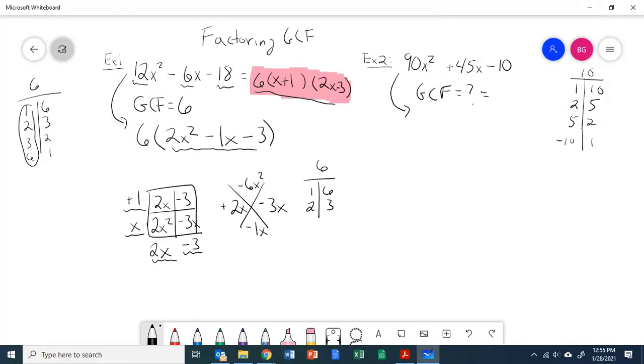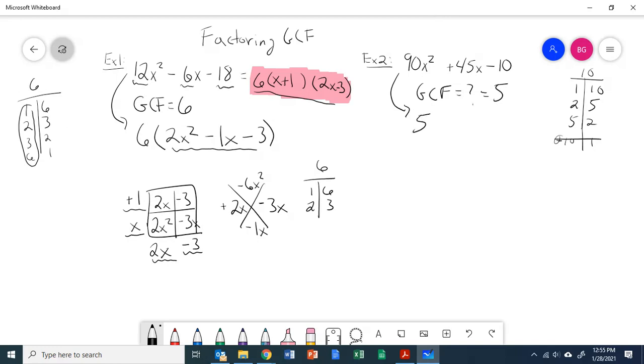So start with your 10. Do each of those divide by 10? Well, 90 divided by 10 does, okay? 45, does that divide by 10 evenly? No, 45 divided by 10 is 4.5. So we're not going to use 10, okay? Now try 5. 90 divided by 5. Yes, that's evenly. That one works. 45 divided by 5. Yes, it works. It ends in a 5, so it's going to divide by 5. And 10. We know 10 divides by 5 because that's what we already tried. So 5 is going to be our GCF here.